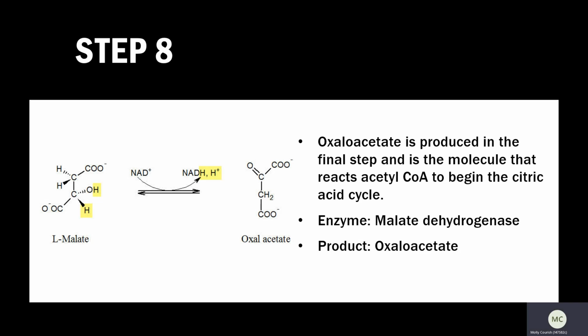Step 8 of the citric acid cycle is the final step and will produce oxaloacetate. This is the molecule that was seen at the beginning of the Krebs cycle, or the citric acid cycle, and is the molecule that will be used to react with acetyl-CoA to start the cycle over again. This will begin with the previously formed molecule L-malate and will then be transformed using the enzyme malate dehydrogenase and will produce oxaloacetate.